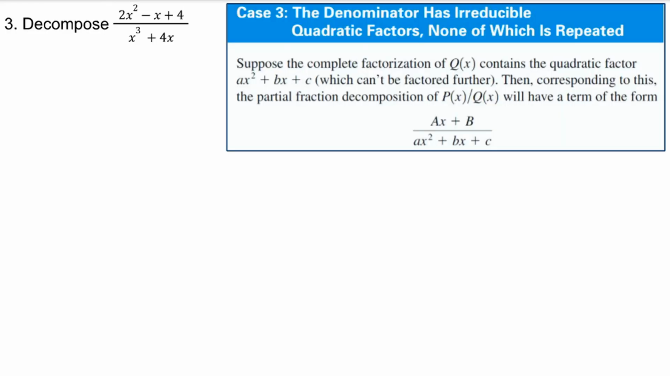Case 3. The denominator has irreducible quadratic factors, none of which is repeated. If the denominator has irreducible quadratic factors, meaning they can't be factored further, then your numerator must take the linear form ax plus b. Number 3, decompose 2x squared minus x plus 4 over x cubed plus 4x. Begin by factoring the denominator.